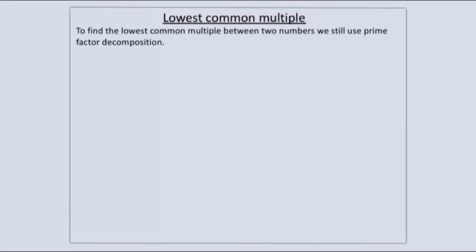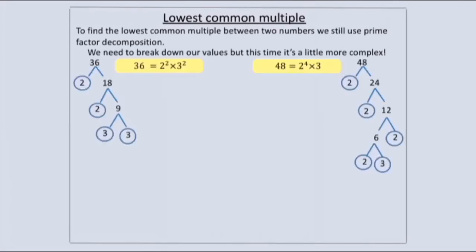Let's move on to LCM or lowest common multiple. To find the lowest common multiple between two numbers, we still use prime factor decomposition, which is the prime factorization which was discussed in the previous slides. Similarly, we have to break down our values, but this time it's a little bit more complex. Same way how we crossed it out, they both share 2 2 3. Now until here the step of finding LCM is similar to finding HCF, but now we have to focus on what is left.